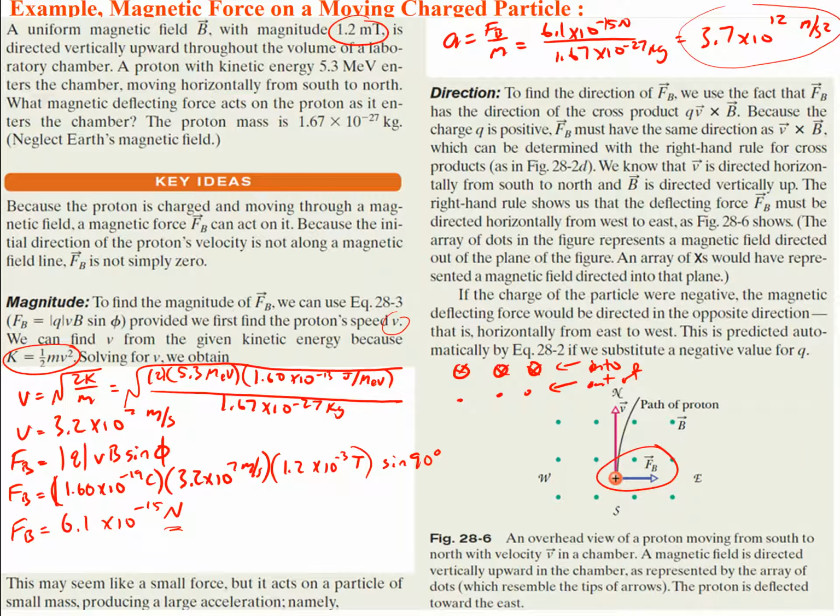Now, if we had a negative charge, like an electron going through, it would be in that direction. Okay.